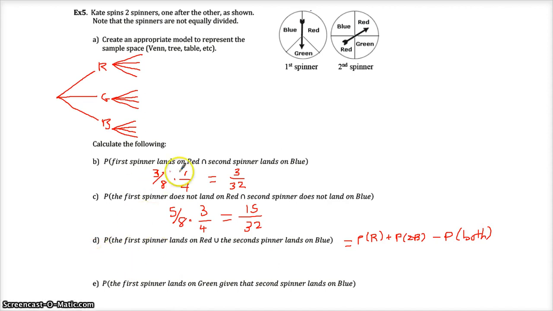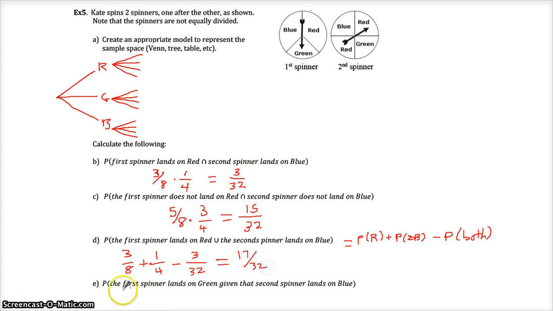First one's red. We already did this? Yeah, it's 3/8. Plus the probability of the second one on blue, and that's 1/4. What's the probability that they both happen? Oh, good, I already have that. So minus 3/32. I have to do that on the calculator. And I get 17 out of 32. It's slightly more than 50/50.